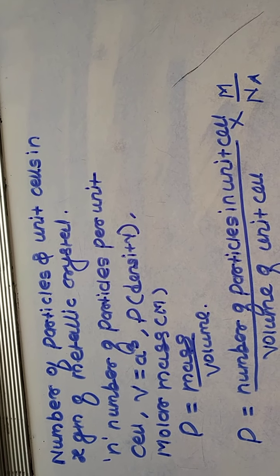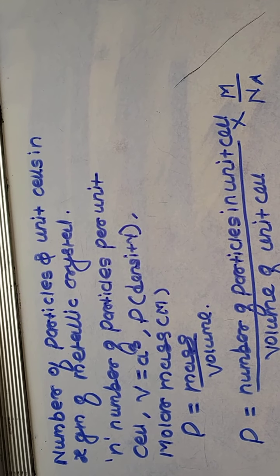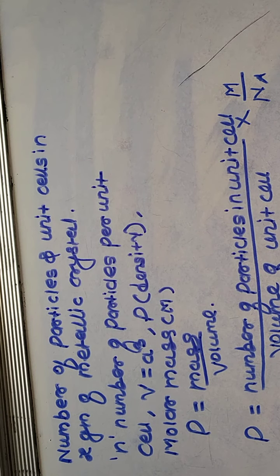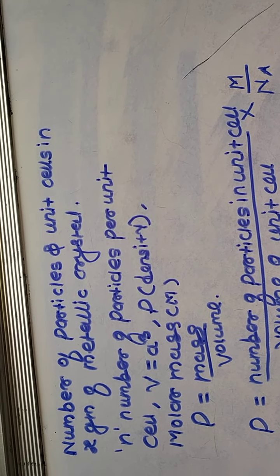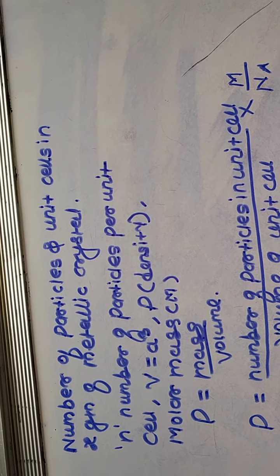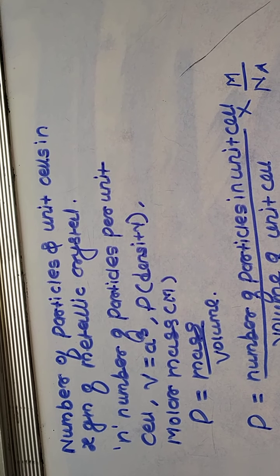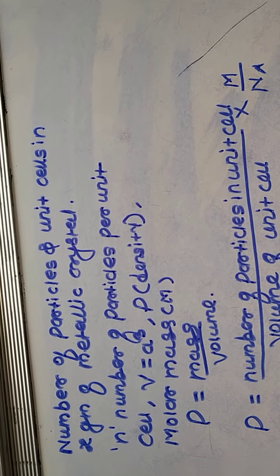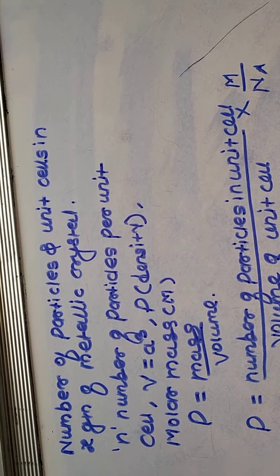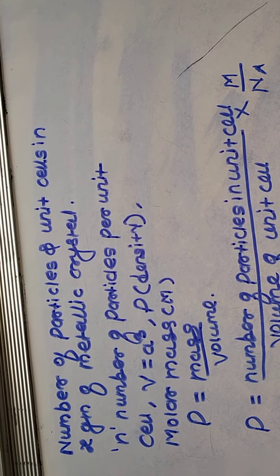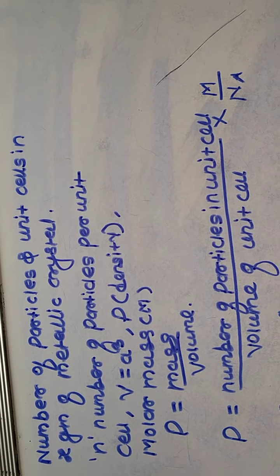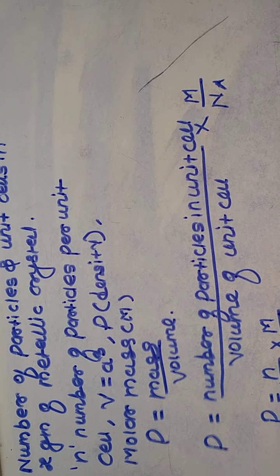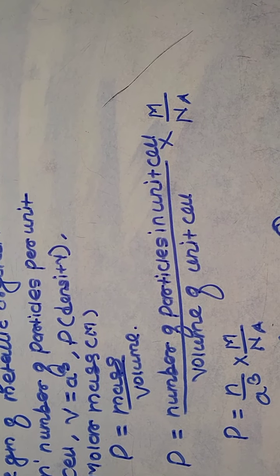Next point from the solid state is the number of particles in a unit cell in x gram of metallic crystal. How can we calculate the number of particles in x gram of metallic crystal? For example, x gram of metallic crystal contains how many particles? So how can we calculate? You know that small n means number of particles per unit cell.